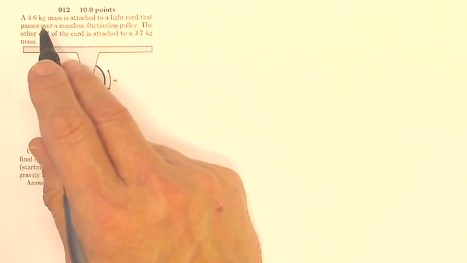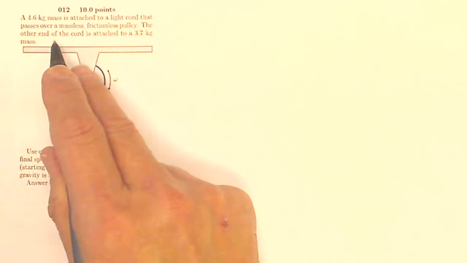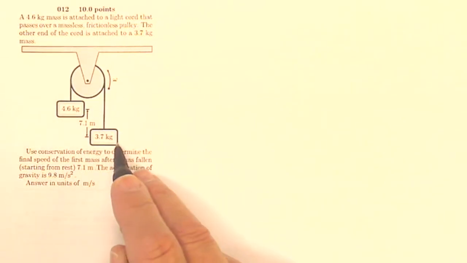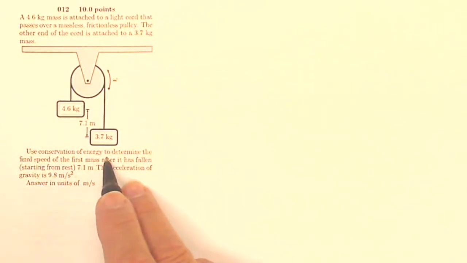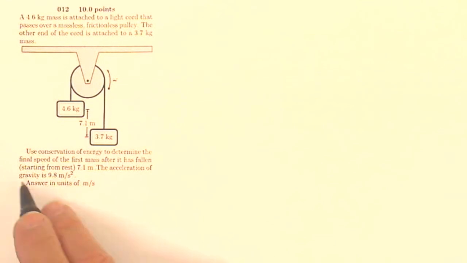A 4.6 kilogram mass is attached to a light cord that passes over a massless, frictionless pulley. The other end of the cord is attached to a 3.7 kilogram mass. Use conservation of energy to determine the final speed of the first mass after it has fallen, starting from rest, 7.1 meters. The acceleration of gravity is 9.8, answer in meters per second.